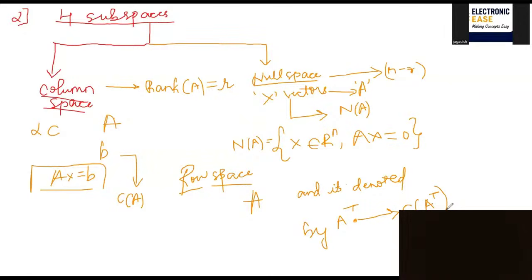It is denoted by C of A transpose. And the row space will have the rank R. So the rank of the row space is R. So the next one will be the left null space.